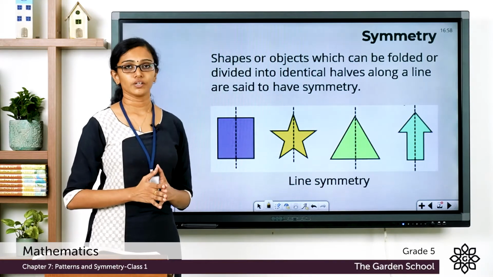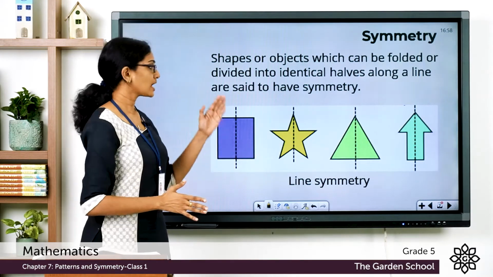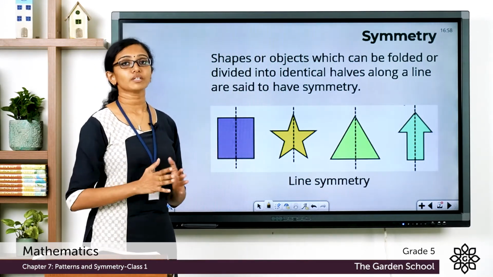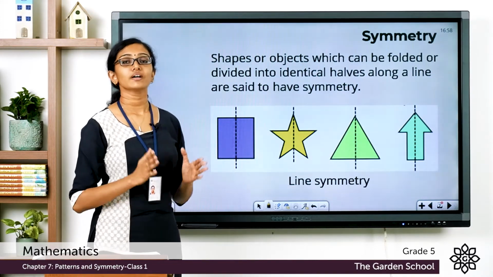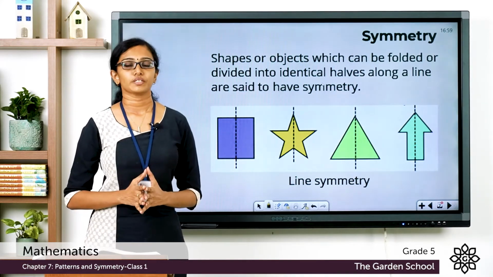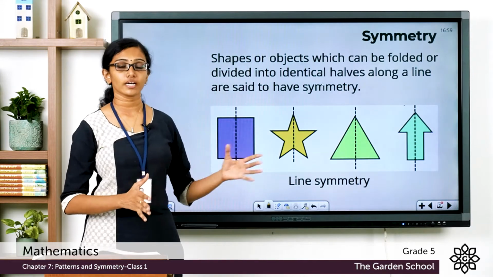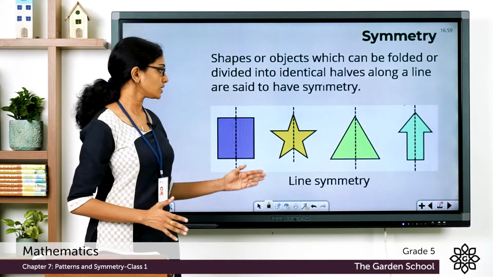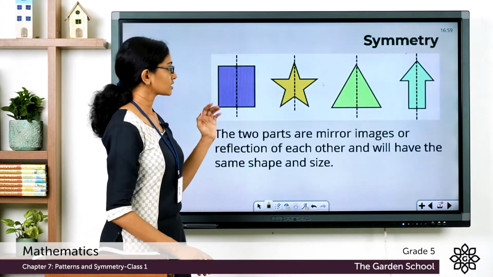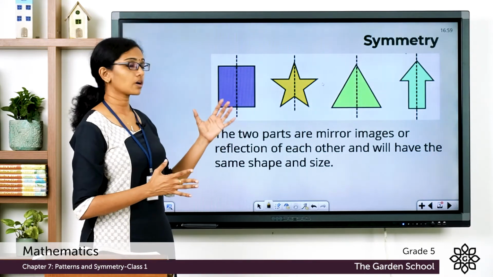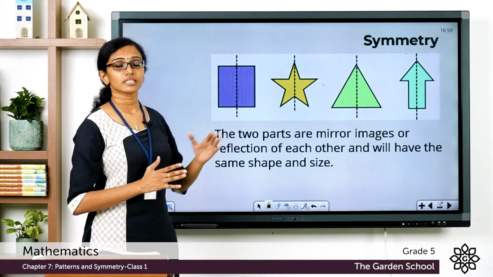So such shapes or figures that can be divided or folded into identical or equal halves along a line are called symmetrical shapes or symmetrical objects, and such shapes or objects are said to have symmetry. This type of symmetry, in which objects can be divided into identical halves along a line, is called line symmetry. Clear? Line symmetry.